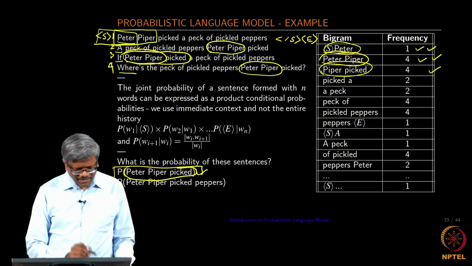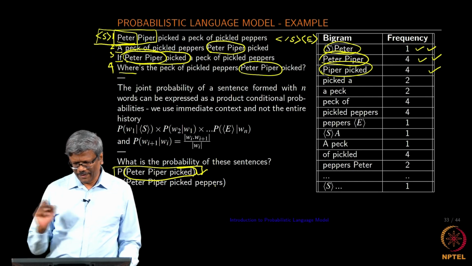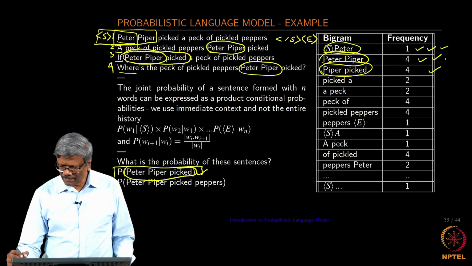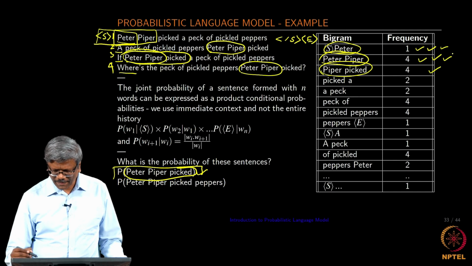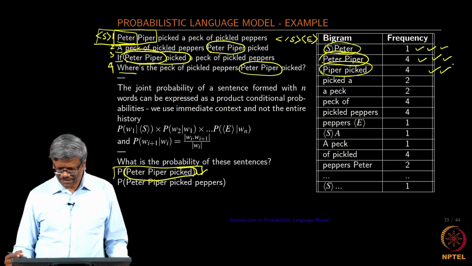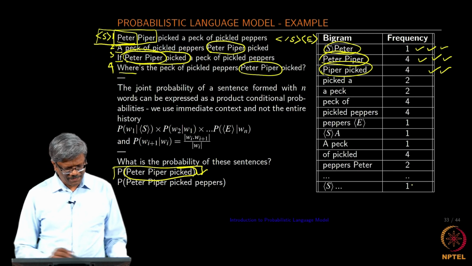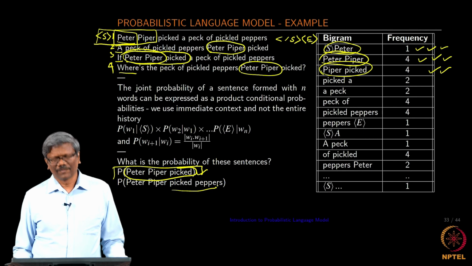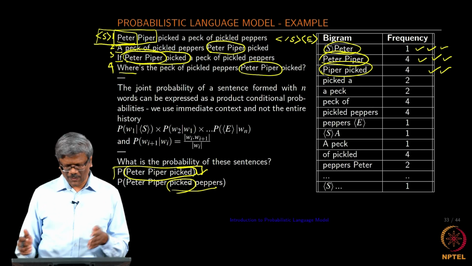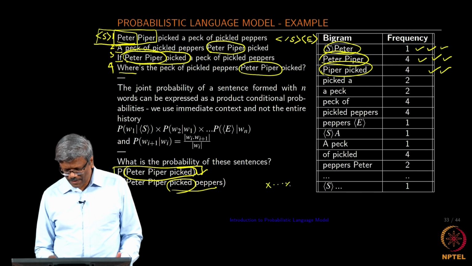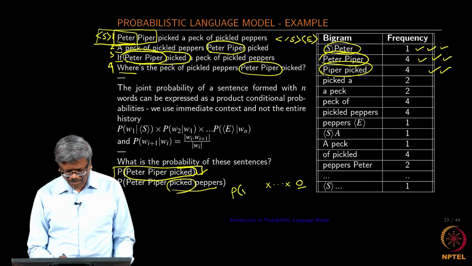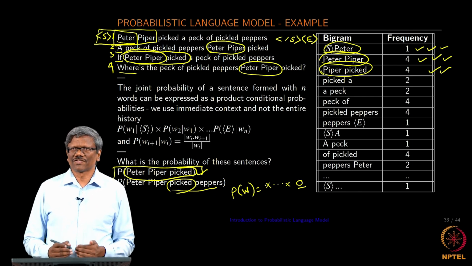Okay. So, let us look at the second one, Peter Piper picked peppers. Okay. So, we have the starting symbol and Peter occurring once, right, and then Peter Piper we know it is occurring. Piper picked, yes, we have it, and then picked peppers. So, do we have picked peppers in this? We do not have this, right. So, what is going to be the probability of this? We are going to be looking at the count of picked peppers, which is 0. That means in the probability we are going to have 0 divided by the number of times picked occurred in the entire corpus. That means the entire probability of this sentence is going to be 0, which is not correct, isn't it.